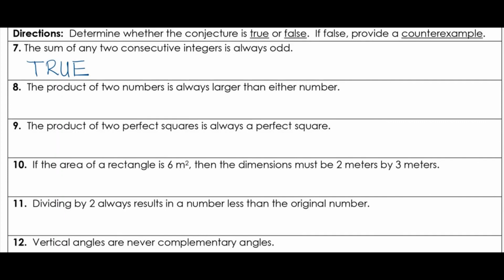So now looking at number 8. The product of two numbers is always larger than either number. The product means multiplying, right? So if I multiply two numbers together, is it always going to be larger than either number? And when it says either, it doesn't mean both, it just means one or the other. So think about that. Is that true?